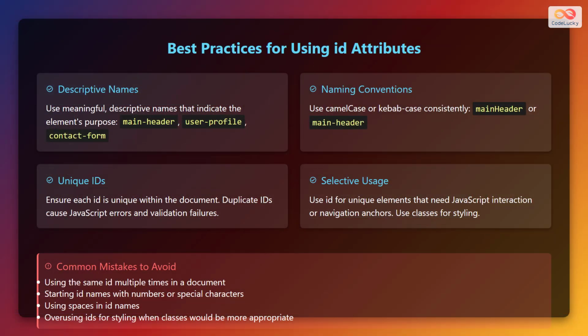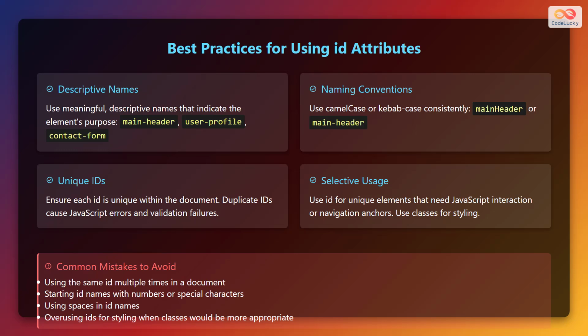Let's discuss some best practices for using ID attributes. First, use descriptive names that clearly indicate the element's purpose, such as main-header, user-profile, or contact-form. Follow a consistent naming convention, like camel case or kebab case. Ensure that each ID is unique within the document to avoid JavaScript errors and validation failures. Use IDs selectively for unique elements that need JavaScript interaction or navigation anchors, and prefer classes for styling.